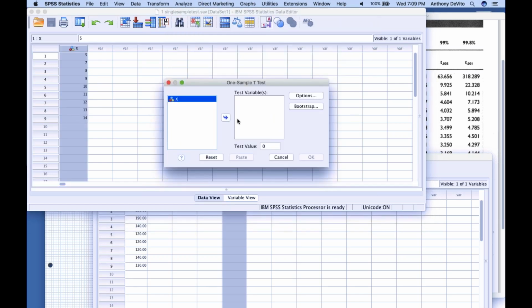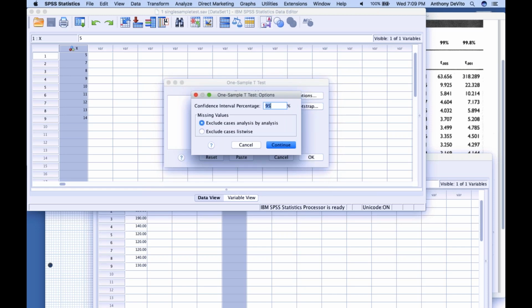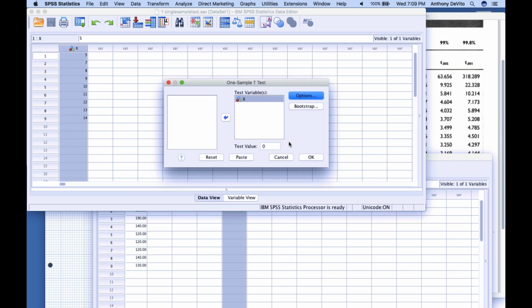It's going to ask me what my test variable is, what I want to find the mean of. And I'm going to move those numbers that I'm working with in here so that SPSS can calculate the means of those numbers. I'm going to let it know that I want to work with an alpha of 5%, same as a confidence level of 95%.